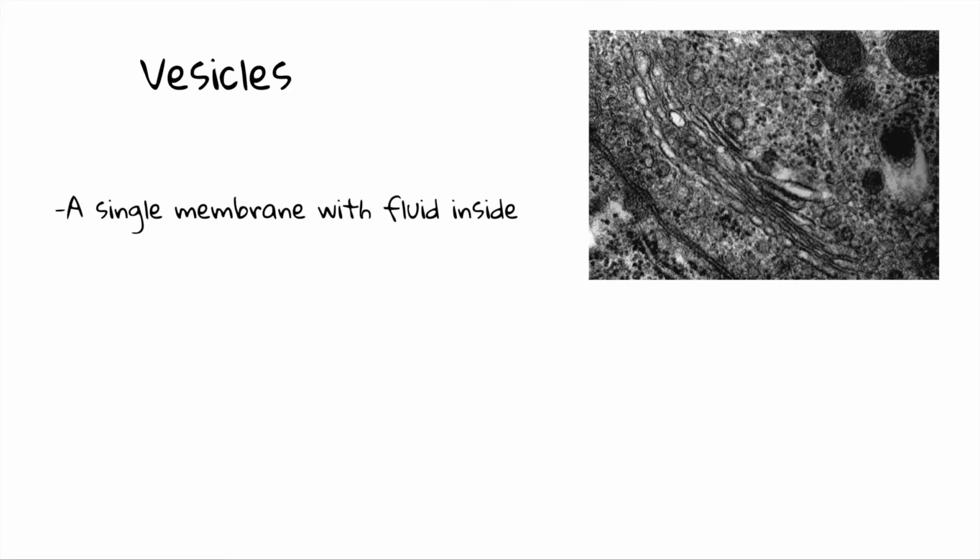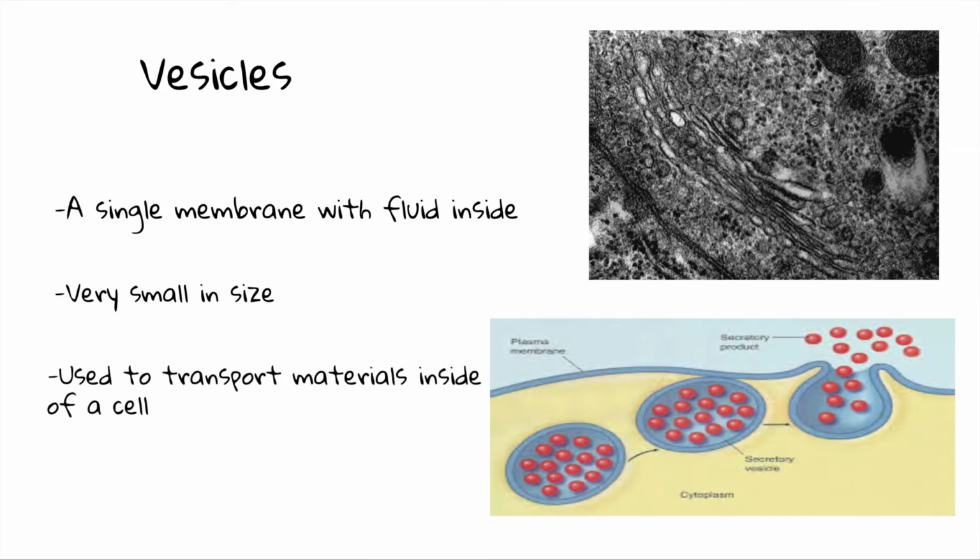Vesicles. So a vesicle is a single membrane with a fluid inside. It is very small in size and it is used to transport materials inside of a cell. So as we saw before, the vesicles are involved in the transportation of proteins from the RER to the Golgi apparatus and then from the Golgi apparatus outside of the cell.